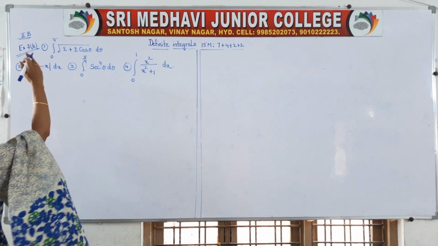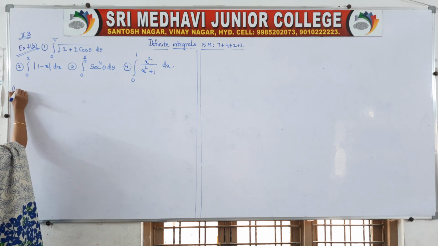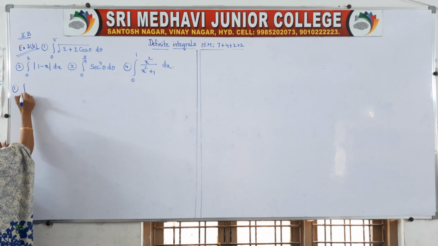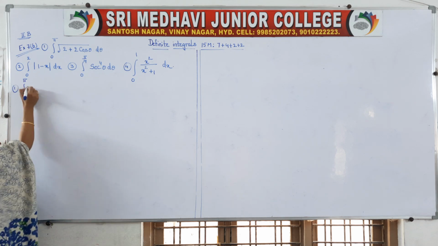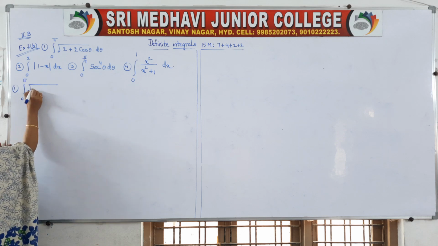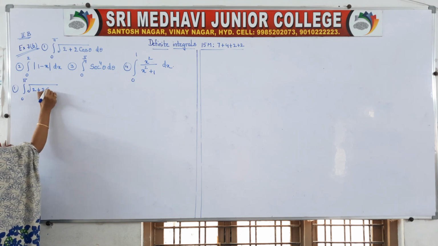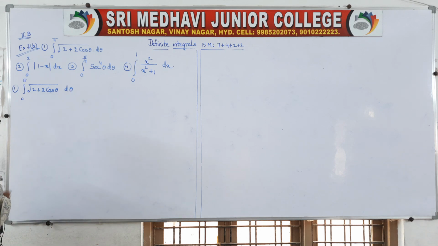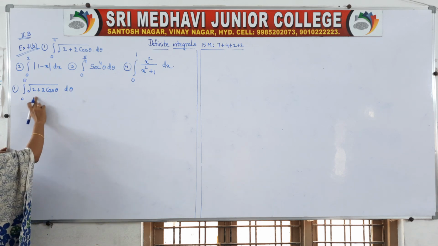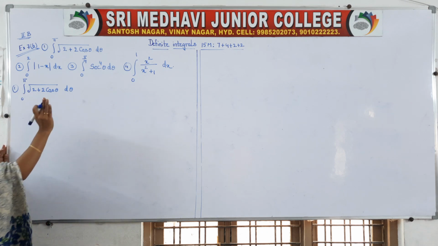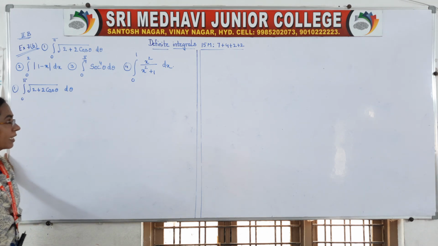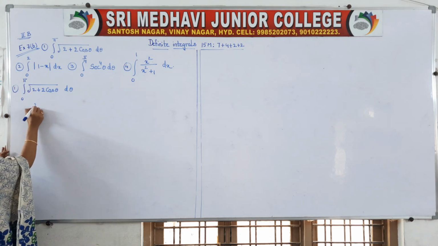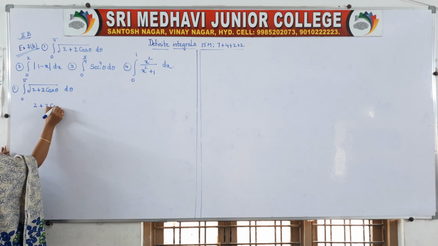Okay, so now come to your first question. What is the first question? Integral 0 to pi of the square root of 2 plus 2 cos theta d theta. So first of all, you simplify this 2 plus 2 cos theta, then you take the square root, and then you take the integral.